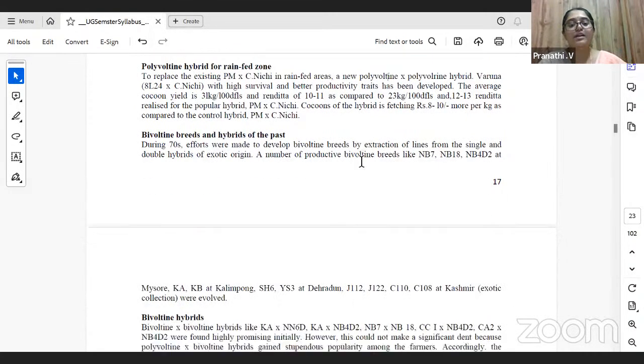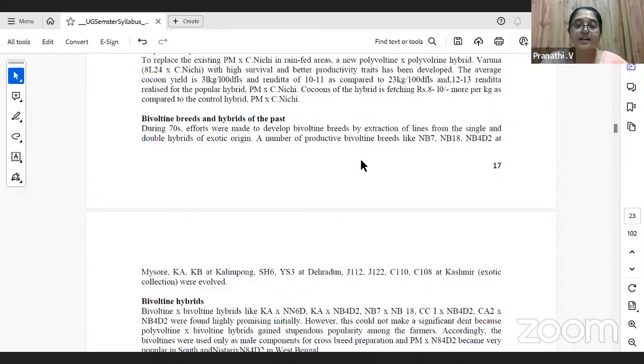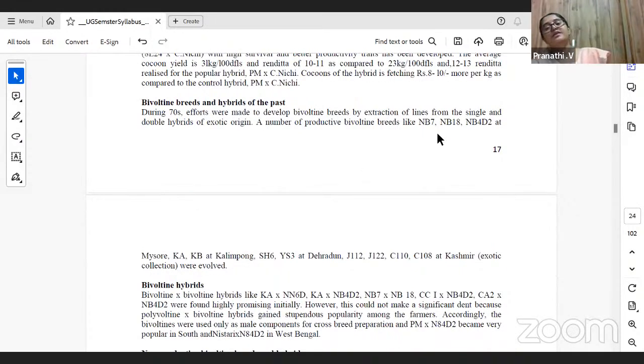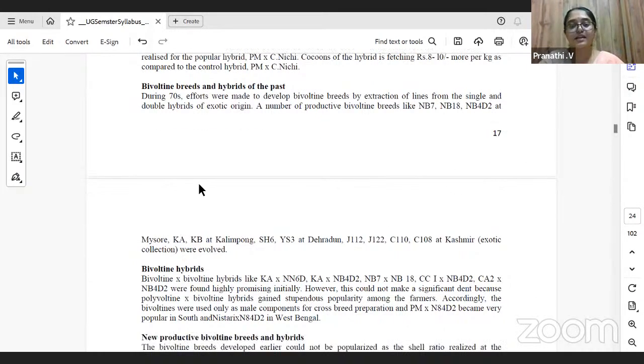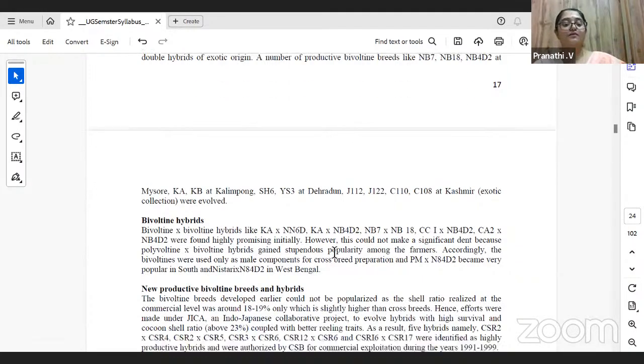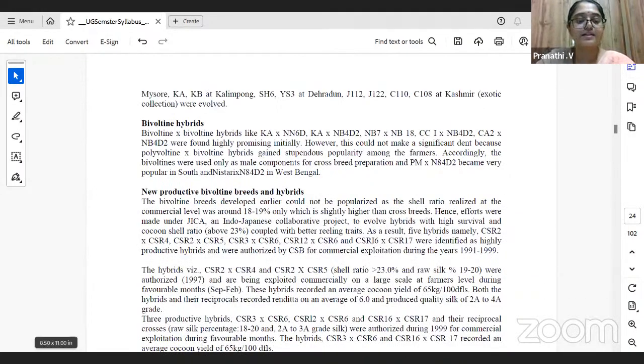When it comes to bivoltine breeds and hybrids of the past, in the 70s you have breeds like NB7, NB18, NB4D2, etc. that were there. That was seen in Mysore, Karnataka, KB at Kalimpong, Northeast, and SH6YS3 at Dehradun, Central North. And you have C110, C108 at Kashmir, which is an exotic. You have Kashmir silk also. This is an exotic collection that was evolved. Now we have bivoltine hybrids as well.